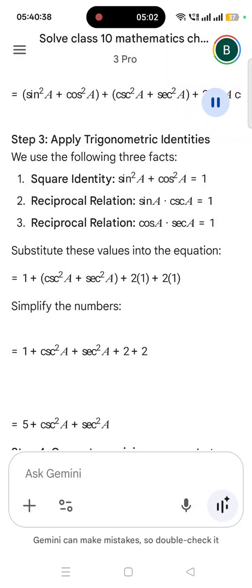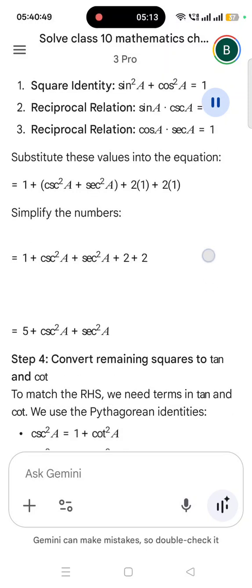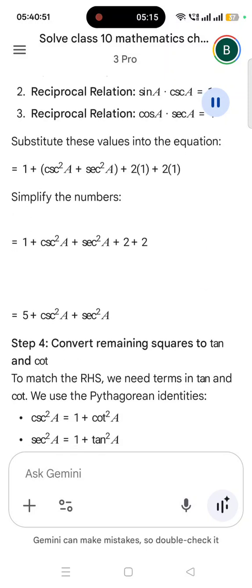2. Reciprocal relation: sin A times cosec A equals 1. 3. Reciprocal relation: cos A times sec A equals 1. Substitute these values into the equation. Simplify the numbers.